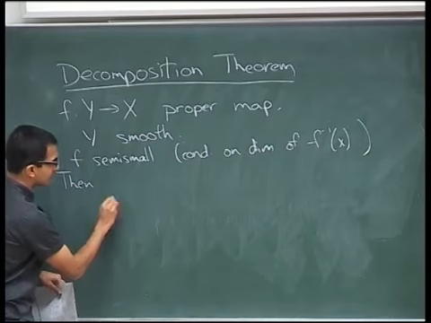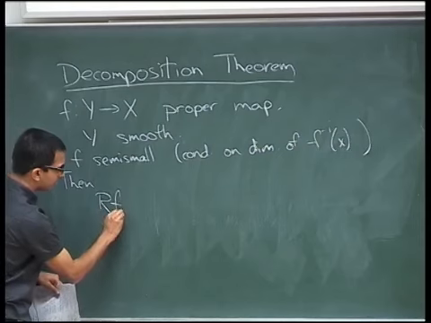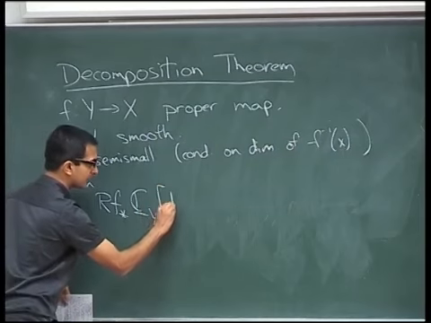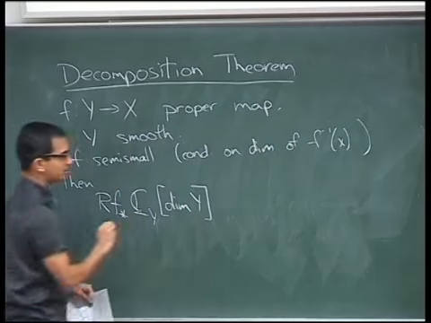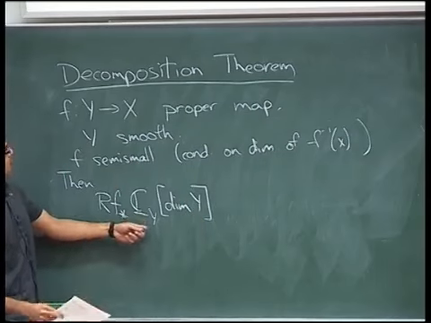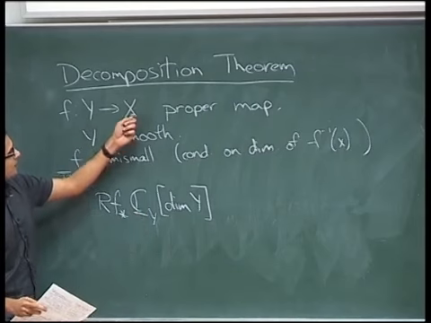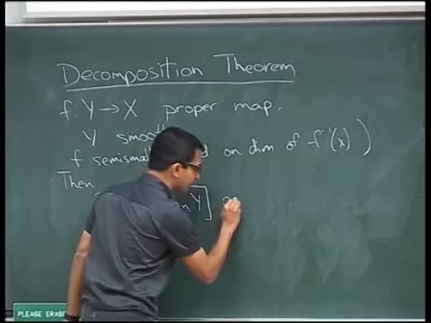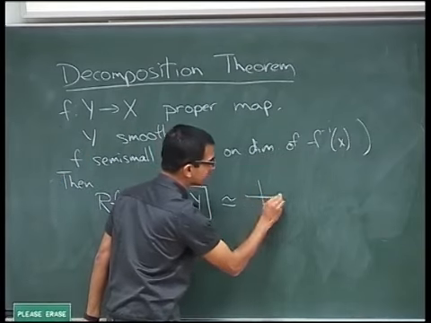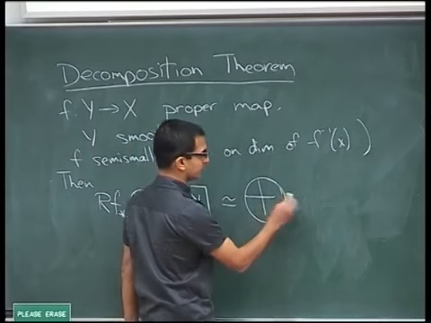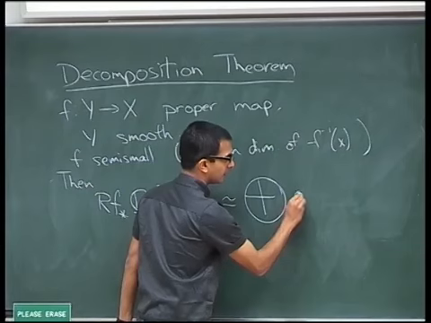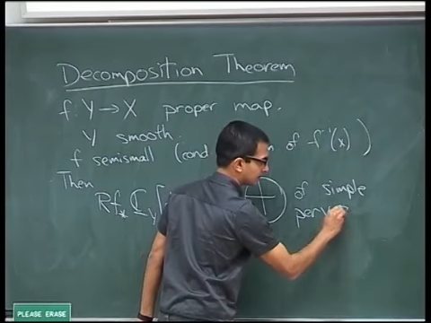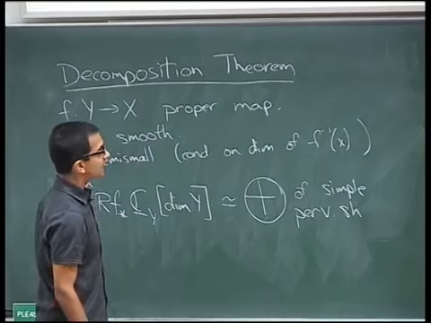the statement says that if you take the derived push forward of the constant sheaf on Y shifted by the dimension of Y, so you start with a constant sheaf on Y, and then we're going to take the derived push forward and wind up in the bounded derived category of sheaves on X. Then what you get is a semi-simple perverse sheaf. So it's a direct sum of simple perverse sheaves. Okay.